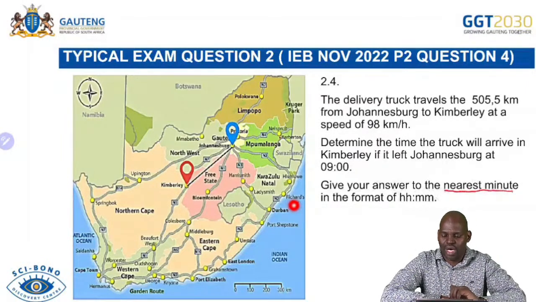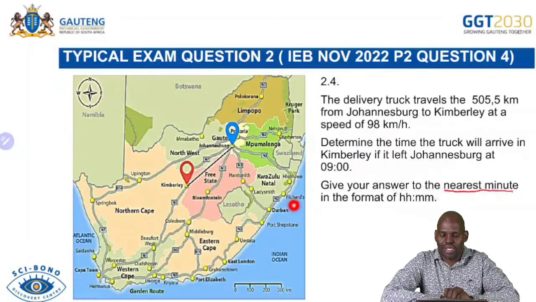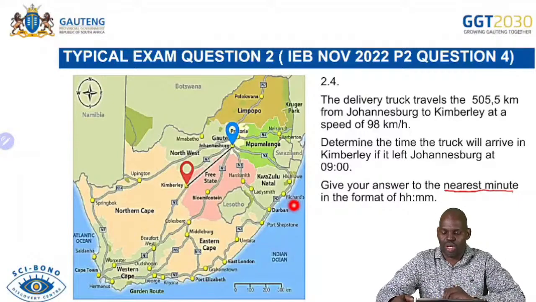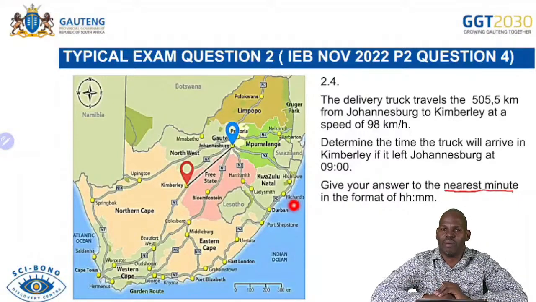Okay, so where do we start? Remember, in this case, they say determine the time the truck will arrive in Kimberley. So we have to indicate the time. At what time are they going to arrive? So obviously the time will have to indicate the hours and the minutes. If it's 10 past 9, we have to indicate 10 minutes past 9. So we have to calculate what? In this case, we have to calculate time.